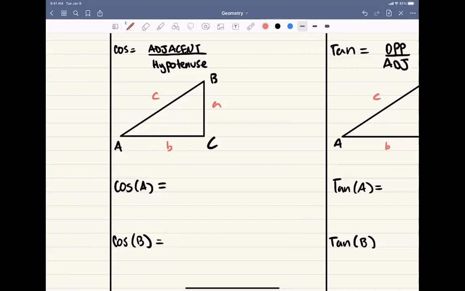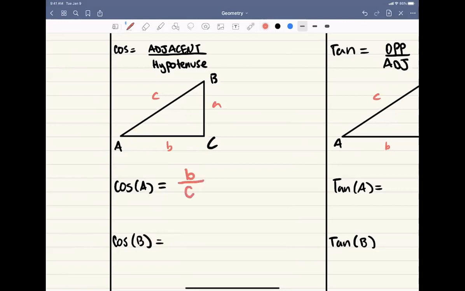We're going over cosine next. Cosine is the ratio between the adjacent side over the hypotenuse of the right triangle. So remember, adjacent is the side next to the angle. So we do cosine of A. That's just going to be the adjacent side. We have angle A, and the adjacent side is going to be b. So we do b over the hypotenuse, which is still c.